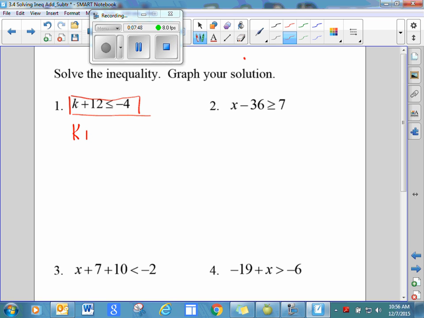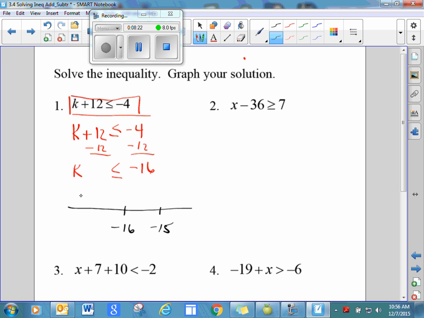Box and rewrite. Nothing new there. Ask yourself, is the variable alone? No, it's not alone. It's got this 12 attached by addition. So we're going to subtract 12 from both sides. Now the k is alone. We bring down our inequality symbol, less than or equal to, and it's minus 16. I would be finished if I was solving an equation, but I have an inequality, so I'm going to put my target number right here. I'm going to put a number to the right, which would be negative 15, and a number to the left, which would be negative 17.